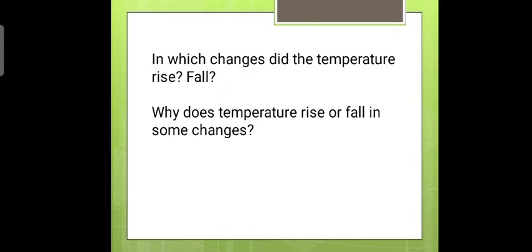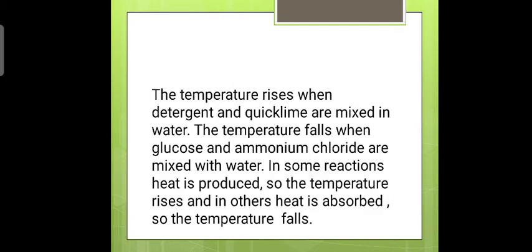Now, there are some questions based on the activity. In which changes did the temperature rise or fall? Why does temperature rise or fall in some changes? So students, the temperature rises when detergent and quicklime are mixed in water. The temperature falls when glucose and ammonium chloride are mixed with water. In some reactions, heat is produced, so the temperature rises, and in others, heat is absorbed, so the temperature falls.